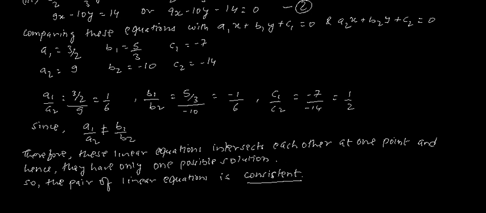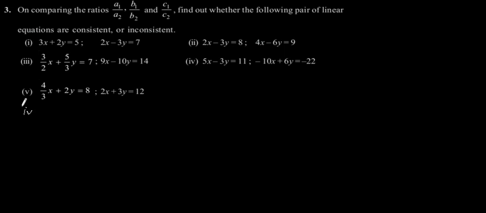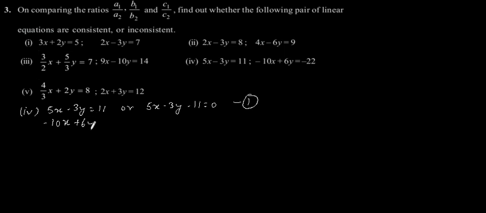Now fourth problem. Fourth is 5x minus 3y is equal to 11, or 5x minus 3y minus 11 is equal to 0. Let's say this is equation 1. Second equation is minus 10x plus 6y is equal to minus 22, or minus 10x plus 6y plus 22 is equal to 0. Let's say this is equation 2.